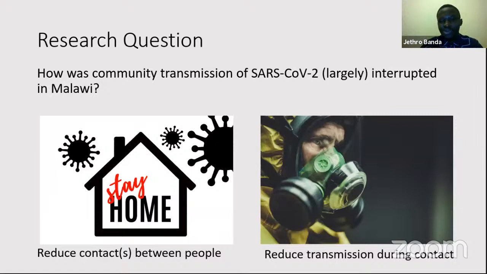Through this presentation, we are trying to answer how community transmission of COVID-19 has somehow been interrupted in Malawi. We are looking at two possible reasons. Either there is a reduction in contact between people, or transmission contacts are there, but people are somehow protected, wearing masks or otherwise, and as a result, they are unable to get the virus.